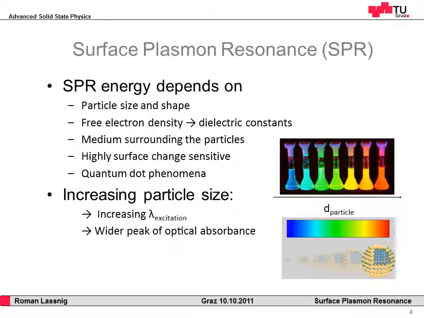And as you can see in the sketch down there, the smaller the particle gets, the more you shift into the blue. So with a bigger particle, you get more into the red. You get an increasing excitation wavelength for the surface plasmon resonance, and the peak also broadens a bit. It's really sharp at small wavelengths, and it broadens up when you go into the red regime or infrared.